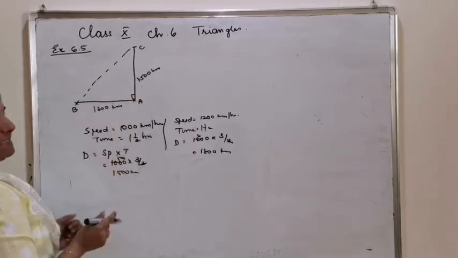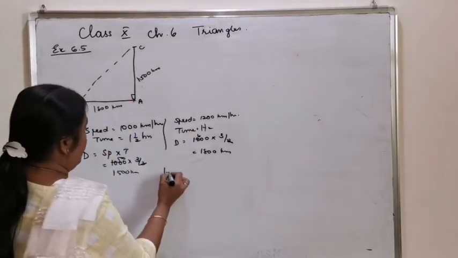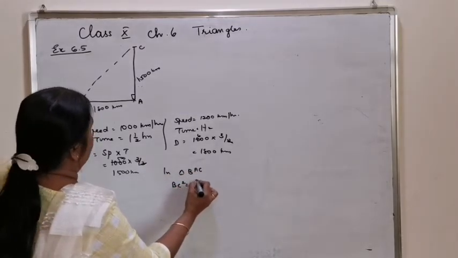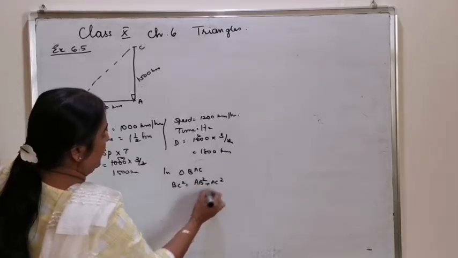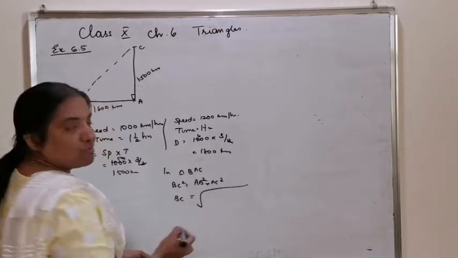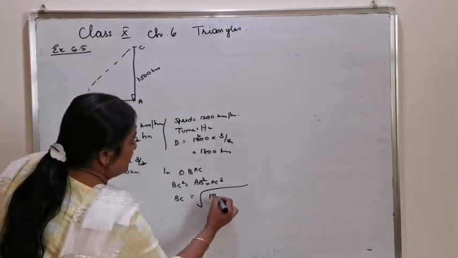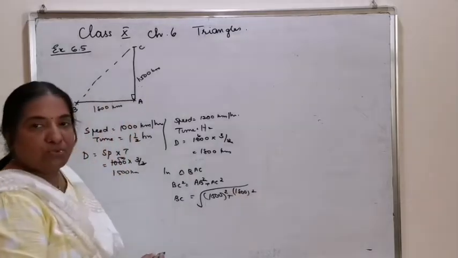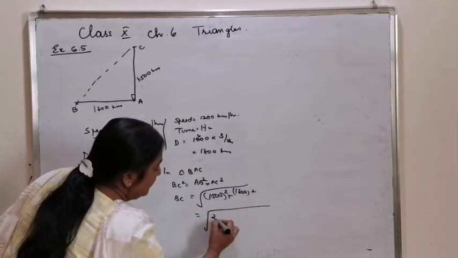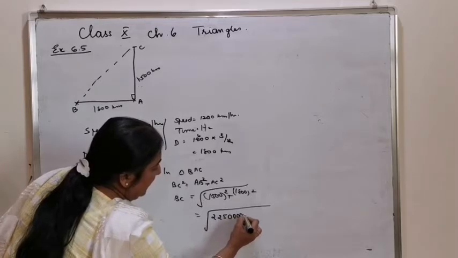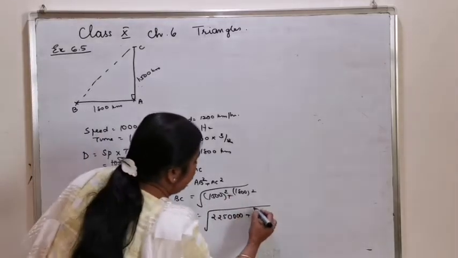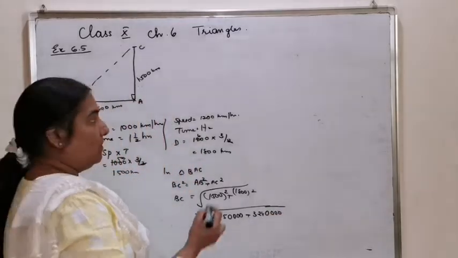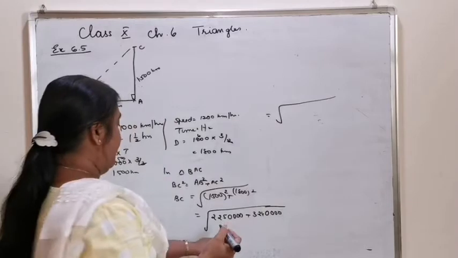And now the direct application of Pythagoras theorem. In triangle BAC, BC square is equal to AB square plus AC square, or BC is equal to square root of 1500 the whole square plus 1800 the whole square, which is the same as 225 and then plus 18 into 18 is 324.